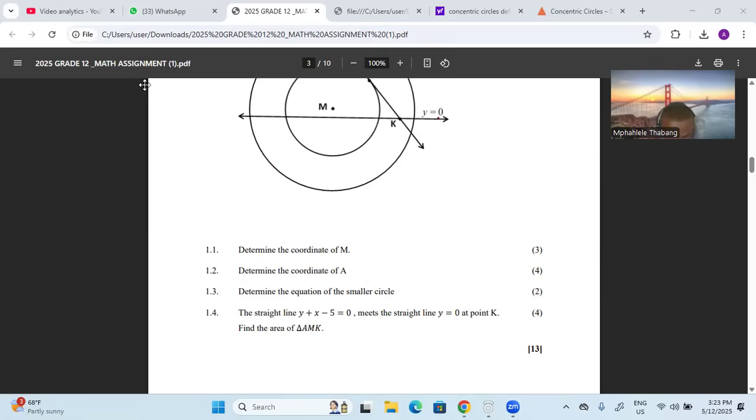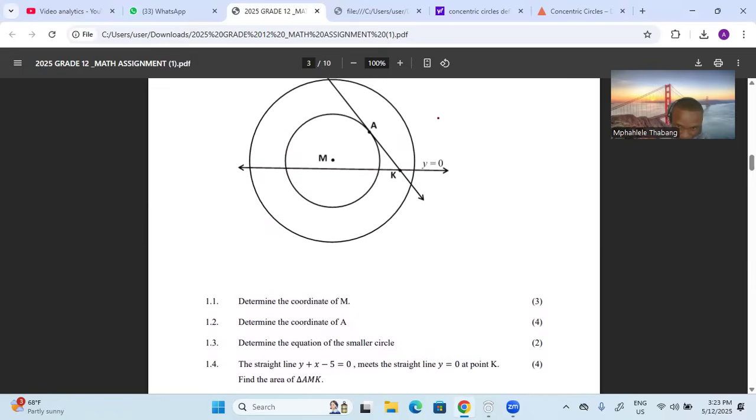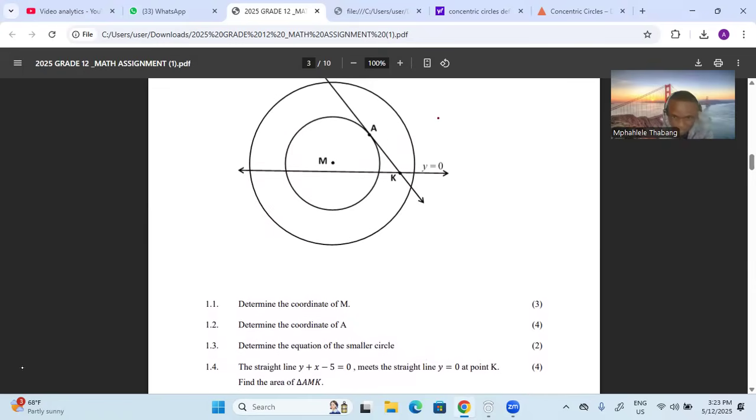Okay, the straight line y plus, let me pull this one down. Yeah, I think this is what I might need. The straight line y + x − 5 = 0. Remember, this is the line of tangency. This is the line y + x − 5 = 0.